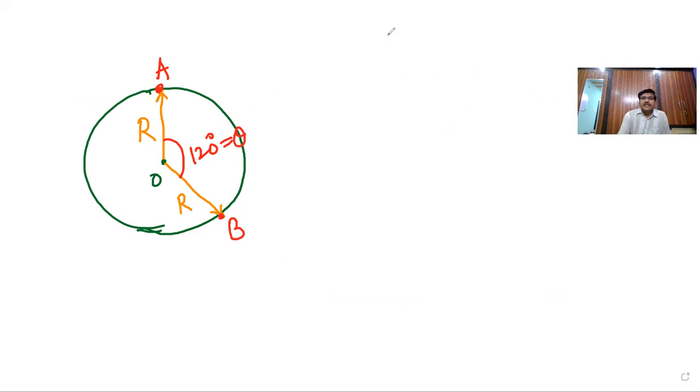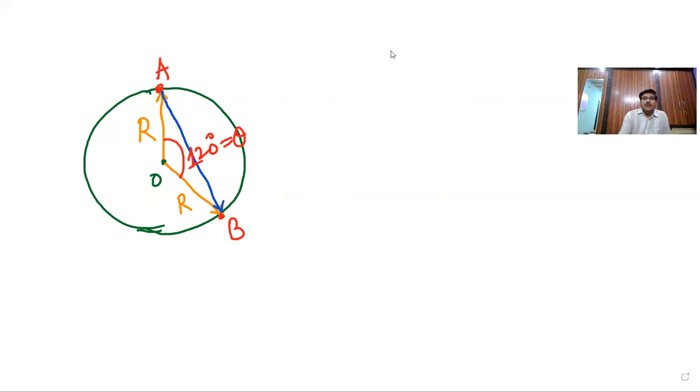So in this case, it needs displacement. It needs displacement AB bar. AB bar is the displacement. In this case, it requires displacement AB bar. Clear? And be careful, this is 120 degrees.